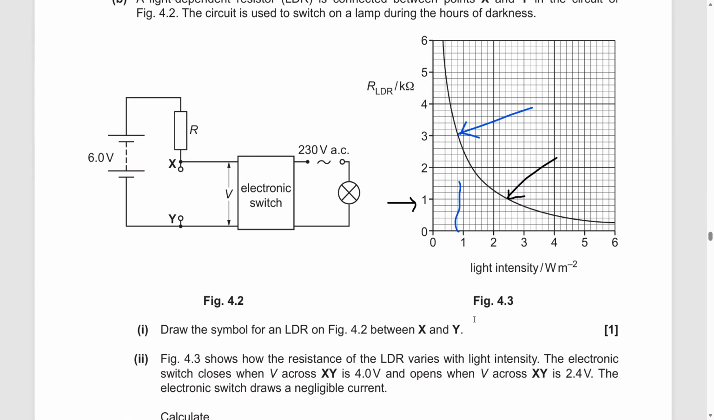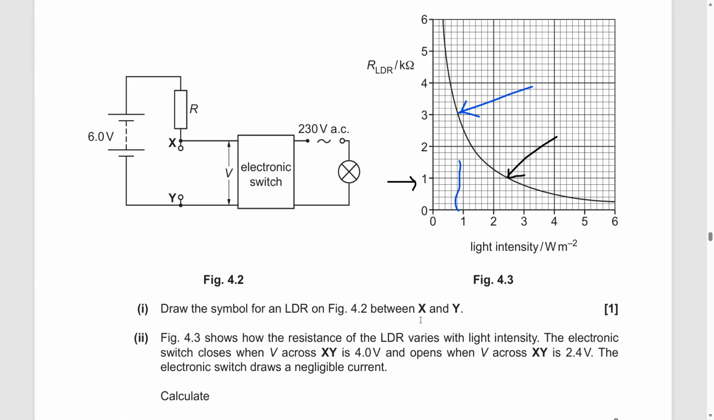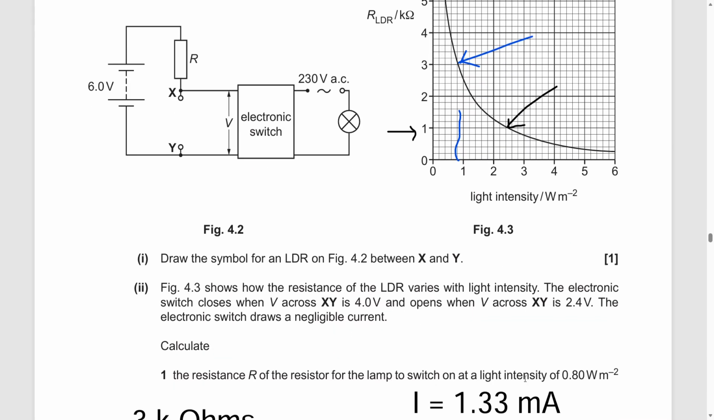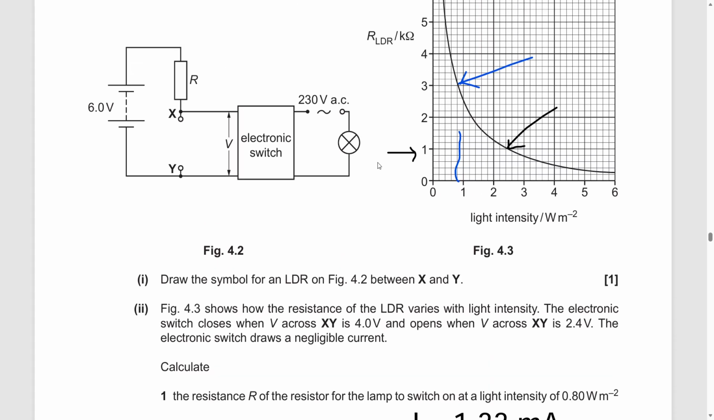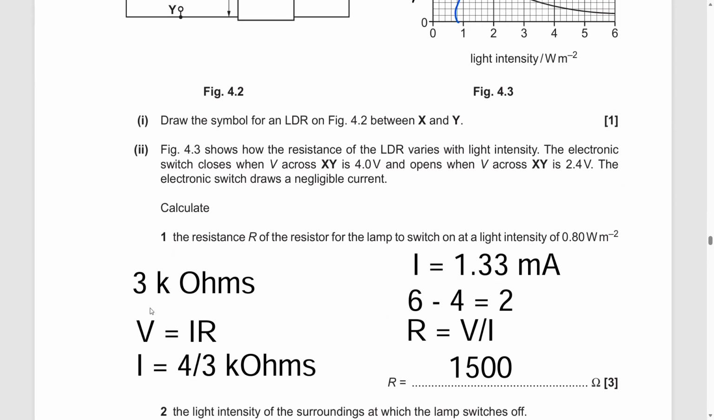Okay, so for this question, you need to read off the graph. It says 0.8 watts per meter squared. Once you've read off the graph, that is 3 kilo ohms. And then you use the equation V equals IR. So in this case, you want to rearrange for I. So I equals 4 volts divided by 3 kilo ohms. That gives you the current is 1.33.